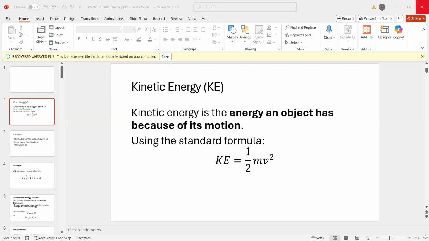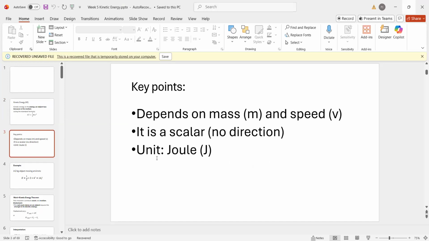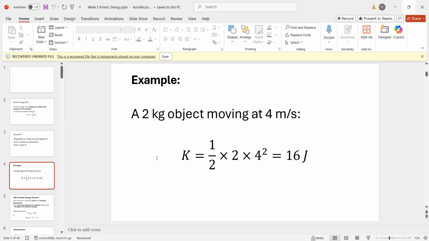So as all of us know, kinetic energy normally depends on the mass and the speed. And we know that it's a scalar quantity because it has no direction. And we measure it in joules. So if I have this 2 kilogram object moving at 4 meters per second, I know my mass to be 2 and my velocity to be 4. I'll have 16 joules per the formula.